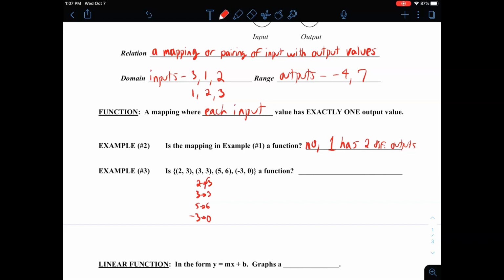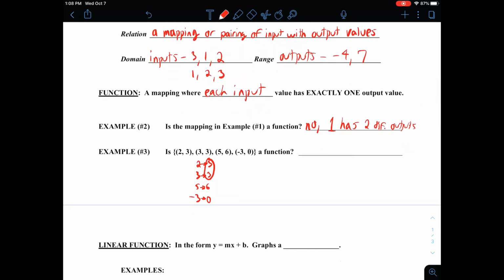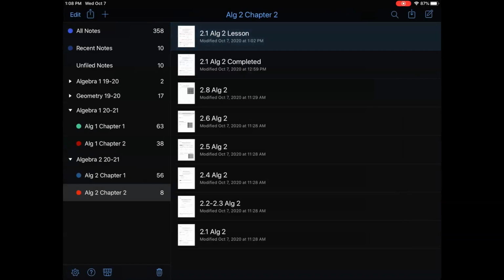You may have seen these repeating 3s and thought, oh, that's not going to work. But you could actually have a function like this: 1, 2, 3, 4, and 5, 5, 5, 5. It does not say anything about repeating output values. That's fine. You just can't have repeating input values.